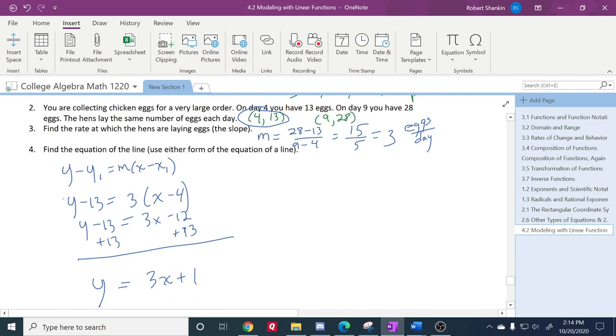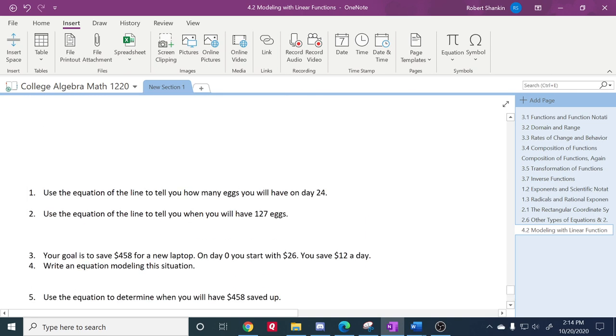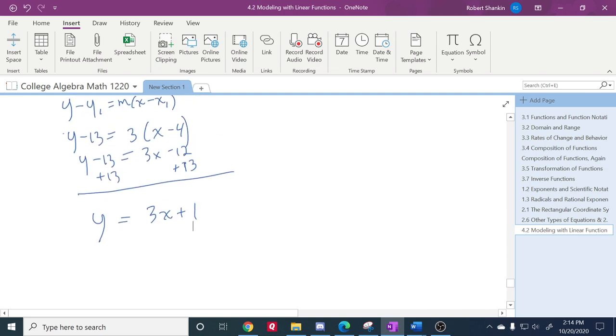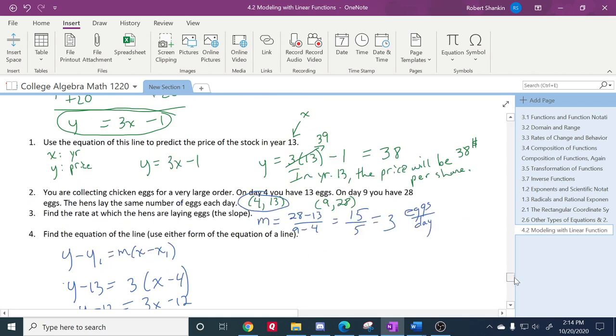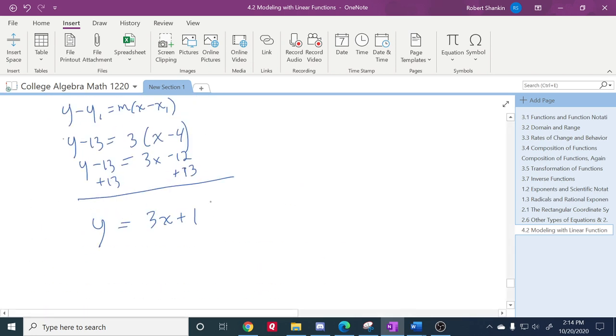Okay. And similar types of questions that it has here, then use the equation of the line to predict how many you'll have on day 24 and so on. So 4.2, that's going to be your homework. And all of its problems will be application problems of linear situations. 2 forms of the equation of the line. You need both of those. You need to have those things memorized.